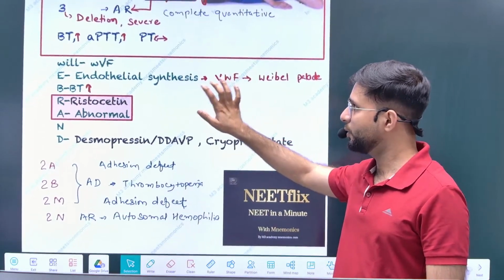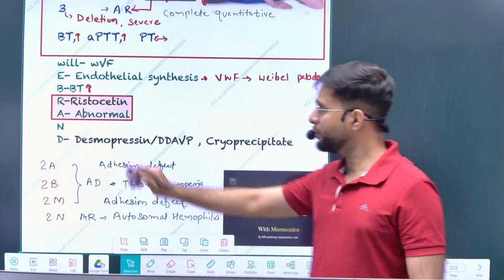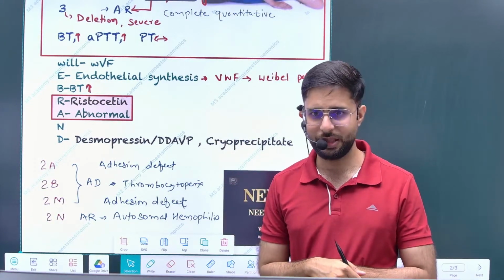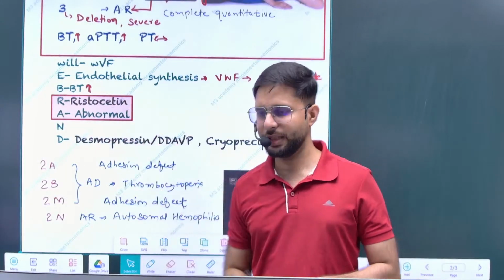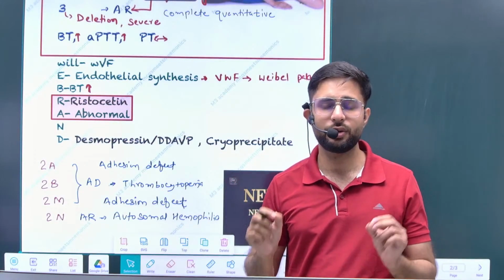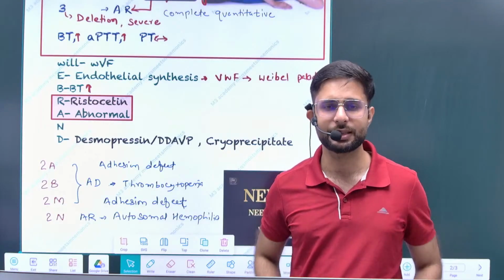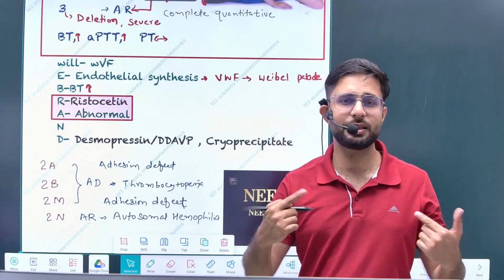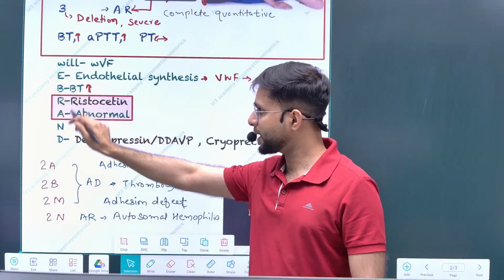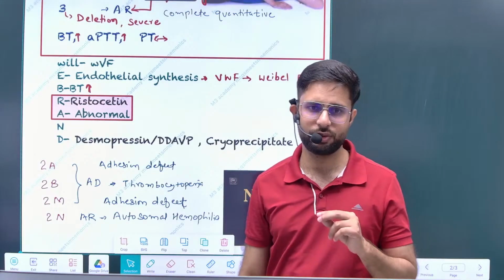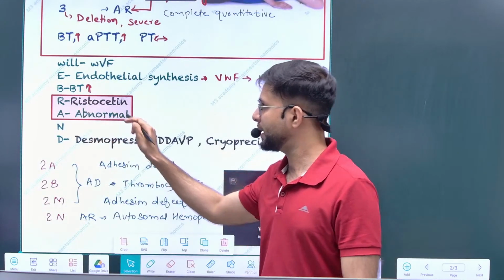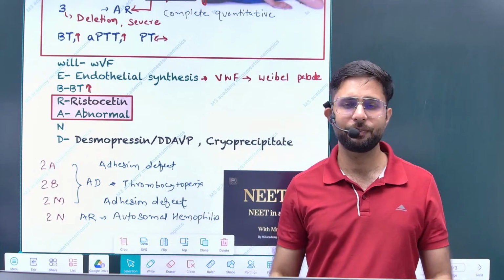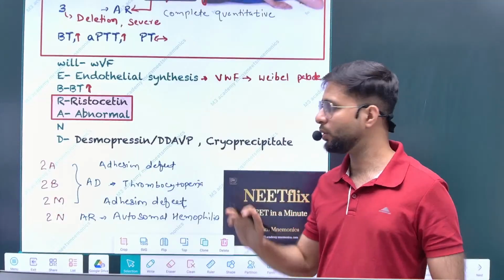Now for the full form of von Willebrand disease: Willi means von Willebrand factor, E means endothelial cells secrete the von Willebrand factor, meaning Weibel-Palade bodies, B means BT increases. So any defect, quantitative or qualitative, affects the platelet, which affects the BT. Yes, if the platelet is affected either quantitatively or qualitatively, it directly affects the BT. So BT increases. Now in the spelling BRAND, R is for ristocetin, A for abnormal. So ristocetin is abnormal in von Willebrand disease, and D for desmopressin used for treatment. In short we say DDAVP or cryoprecipitate.